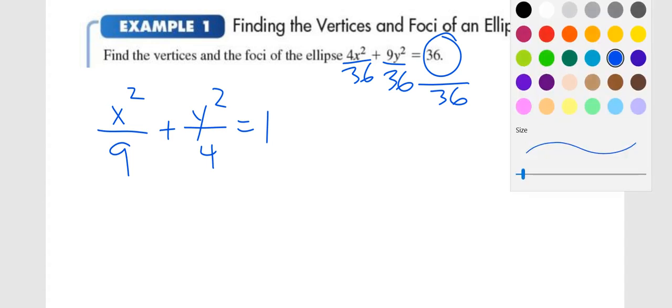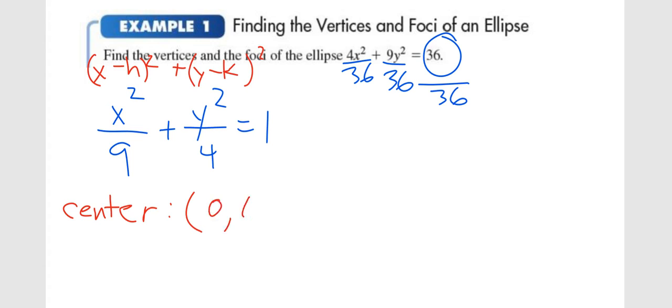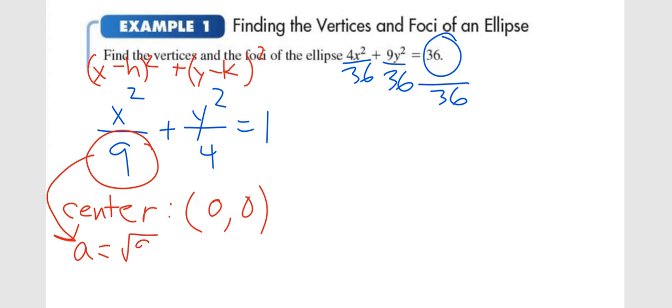Now you should be able to identify things like the center. What's the center? Remember, we're looking for something like x minus h quantity squared plus y minus k quantity squared. But I don't see any of that stuff up there. 0, 0. Thank you very much. We just talked about that. Nothing has been subtracted or added to the x or the y before squaring. What's the a value? The square root of 9, or 3. How about b? The square root of 4, or 2.